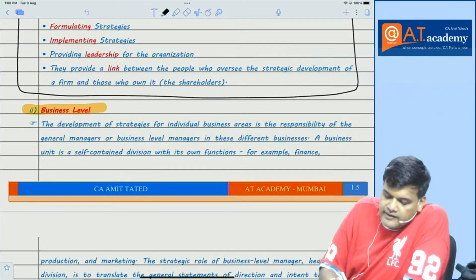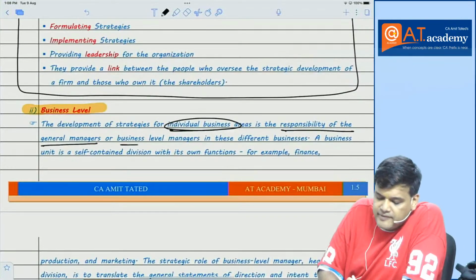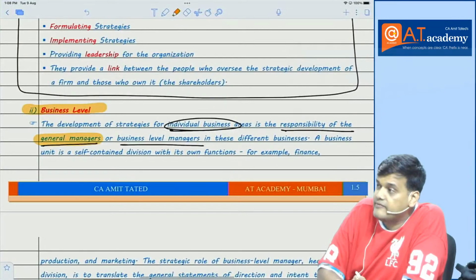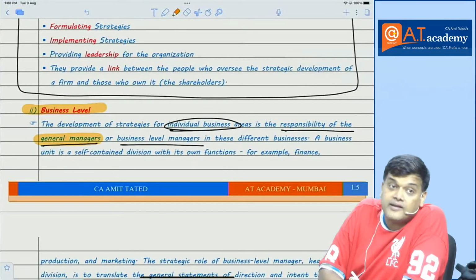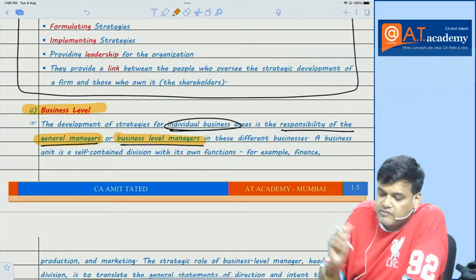The development of strategies for individual business areas is the responsibility of the general manager and business level manager in these different businesses. Did you highlight the word? Which word? General manager. I told you one more name: GM, general level and business level managers.